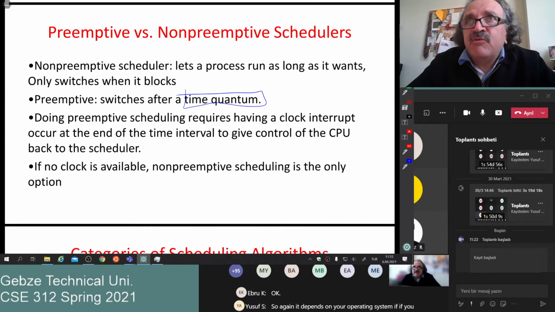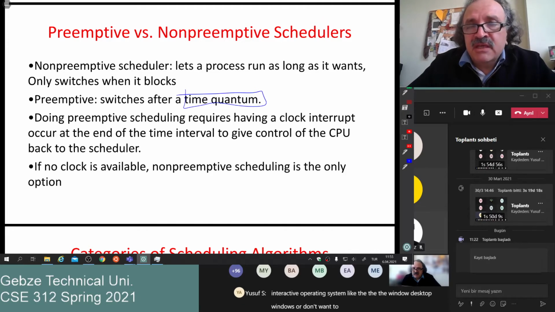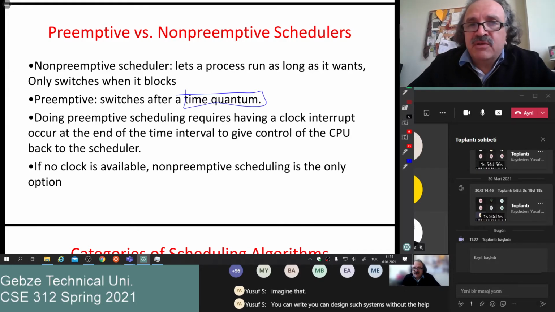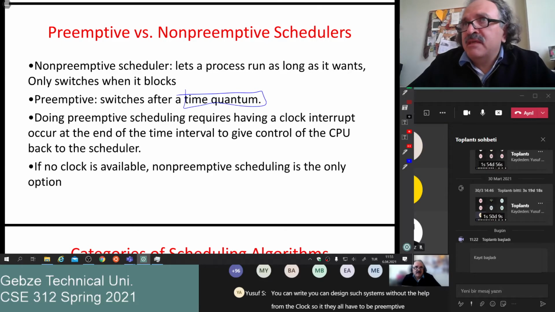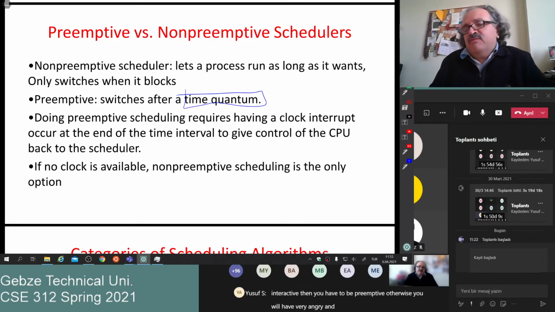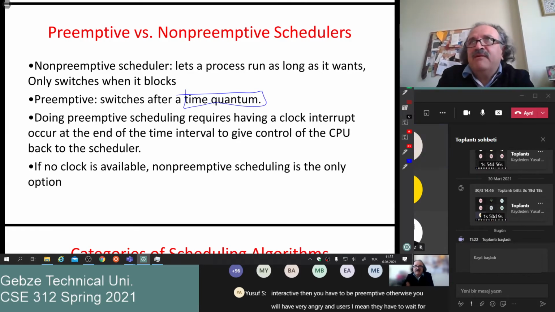If you are in an interactive operating system like Windows desktop or the Ubuntu that we are using, you cannot imagine that you can design such systems without the help from the clock. So they all have to be preemptive. If it is interactive, then you have to be preemptive. Otherwise, you will have very angry end users. They will have to wait for a very lengthy process to complete its job just to get the mouse click result. So that's not going to be good. But for batch systems, preemption is not that important.